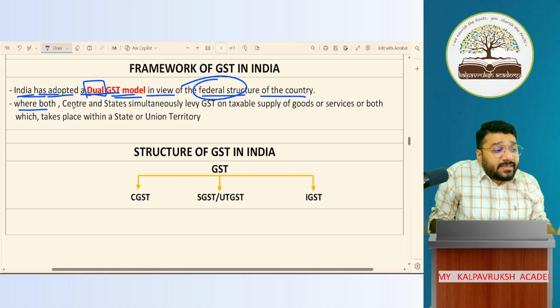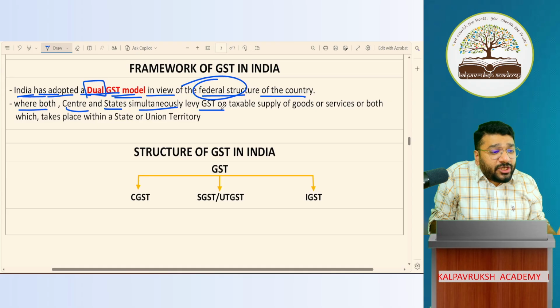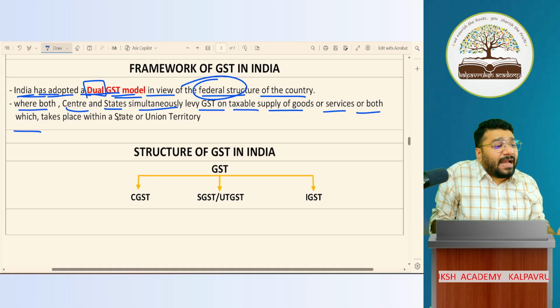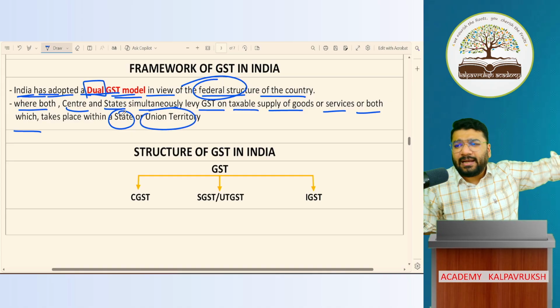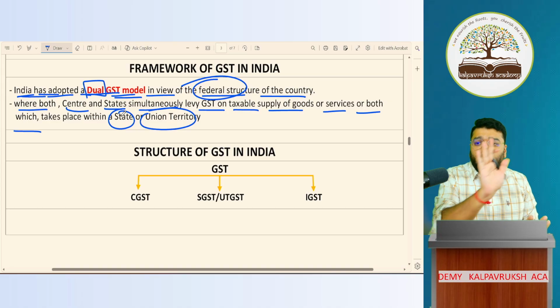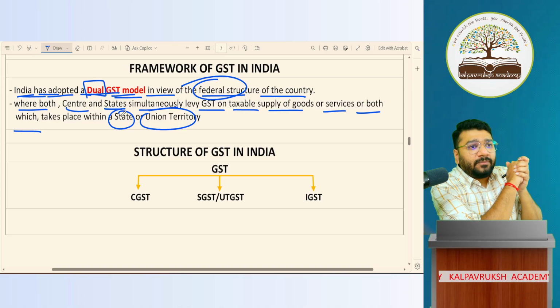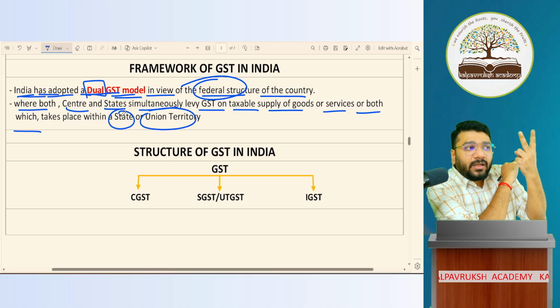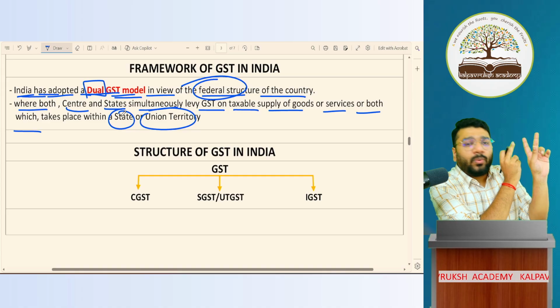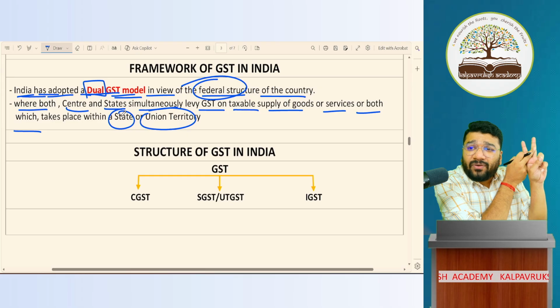Where both center and state simultaneously levy GST on taxable supply of goods and services or both, which takes place either in the state or union territory. Now this point I'll explain, don't worry. Have you understood what is the dual GST model? Since we have dual government, dual GST. One GST for the central government, another GST for the state government.